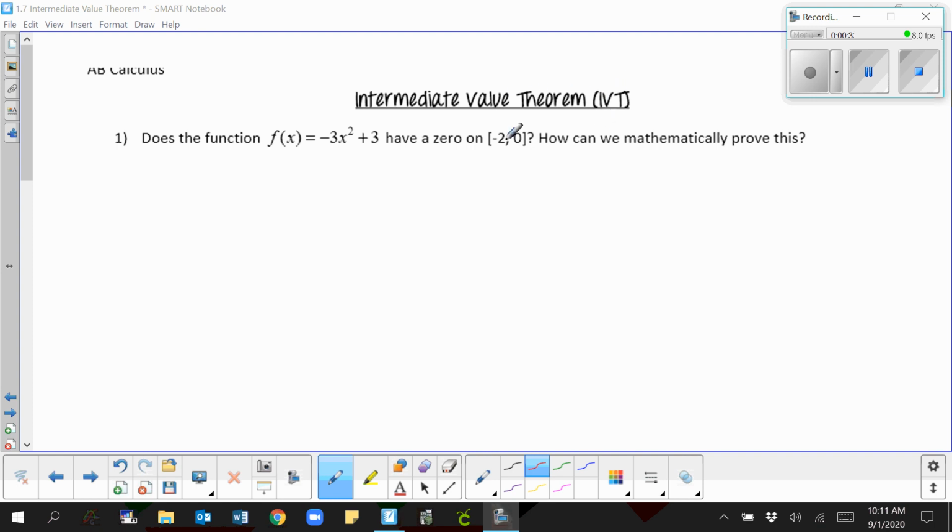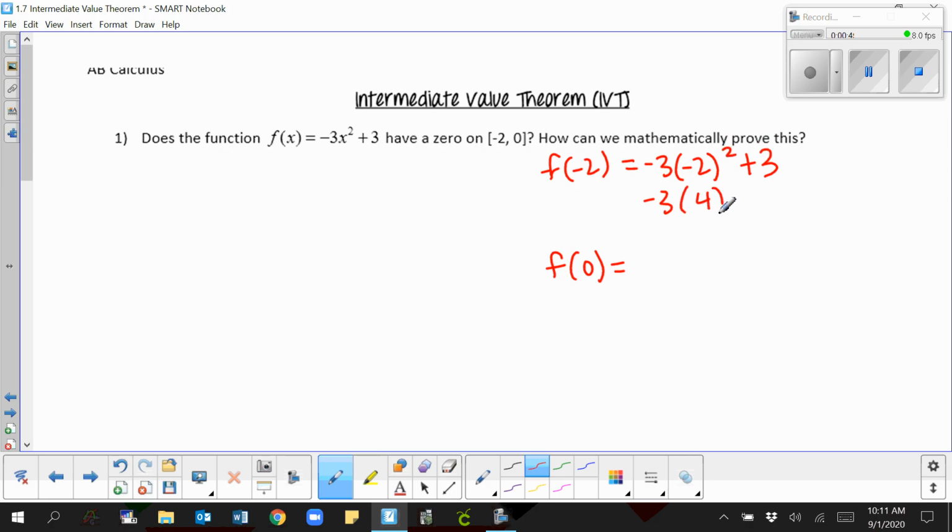So what I'm going to do is find f of negative 2, and find f of 0. If I'm looking at negative 2, that's negative 3 times negative 2 squared plus 3, or negative 3 times 4 plus 3, which should end up giving us a negative 9. Then when I plug in 0, that's negative 3 times 0 squared plus 3, which is going to give me 3.